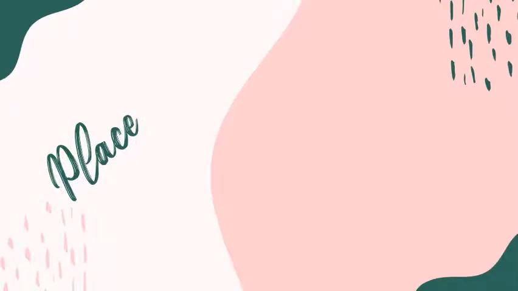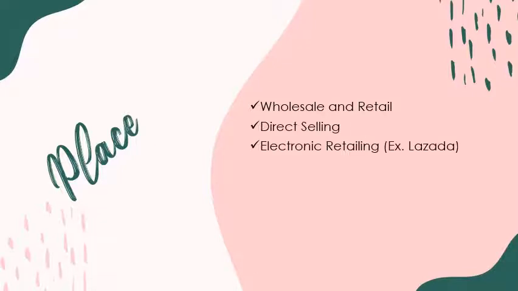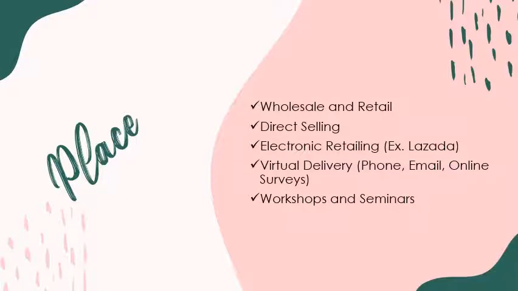Okay. In terms of place or distribution, we have different ways to distribute your product. We have here the wholesale and retail, direct selling, electronic retailing such as Lazada, Shopee, Zalora, virtual delivery, or those who call you on the phone and later on sell you a product, the workshops and seminars. Sometimes you go to seminars or workshops, and they sell products there and distribute them. And the bookers or referrals.